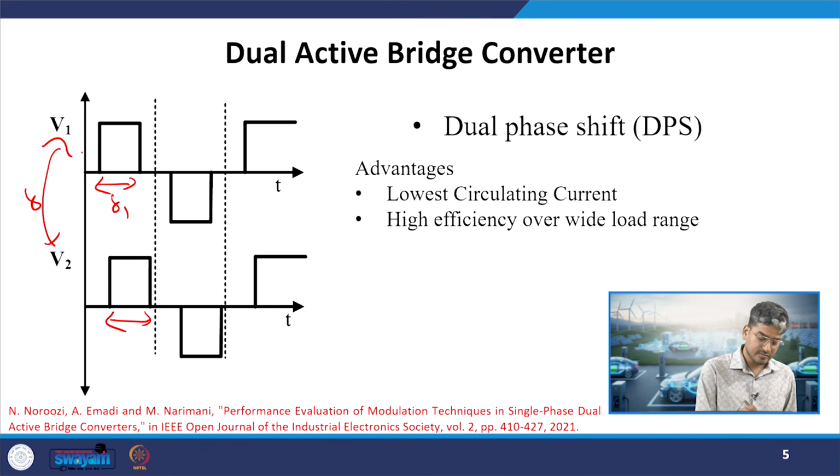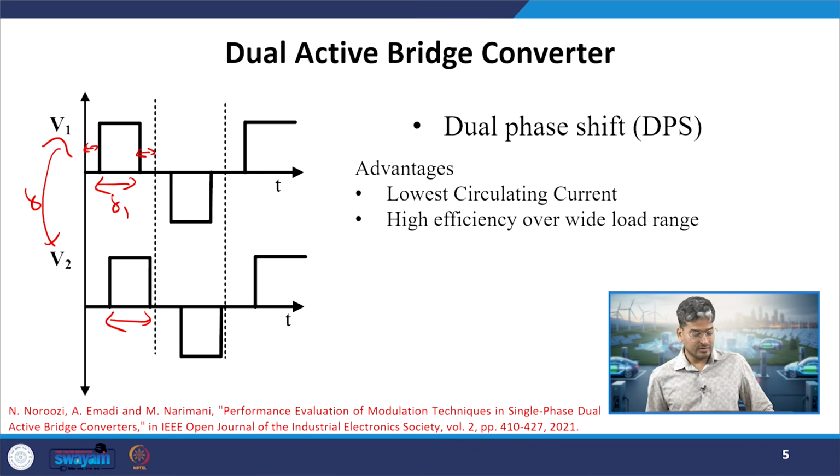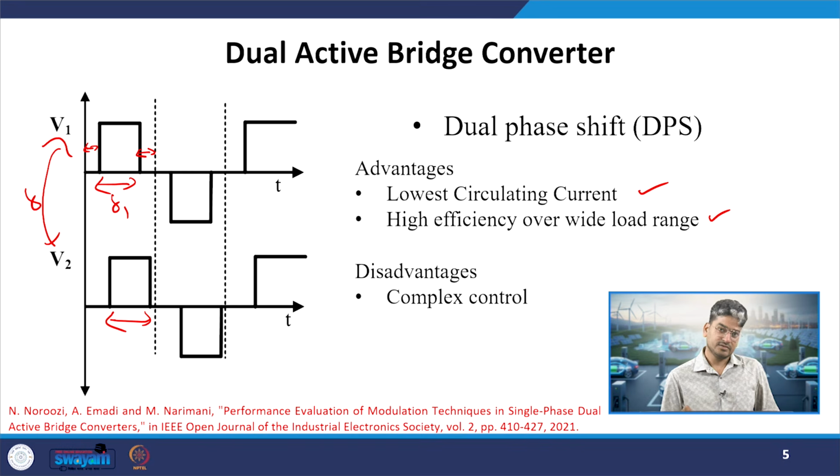Okay. So, always they will be placed symmetrically across your time axis, so that we will not get any unwanted harmonics at the transformer terminals. Here it will have lower circulating current. As the circulating current is decreasing, efficiency will be high in this case. Demerit wise, compared to the single phase shift control, obviously we have increased our complexity. Now, we have to calculate delta 1 and delta 2 control parameters online when the circuit is in operation.